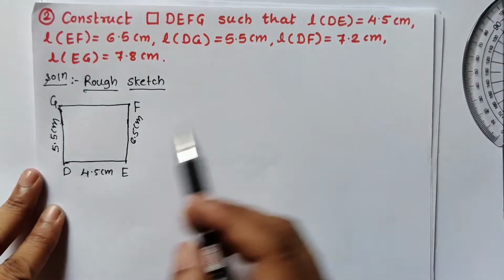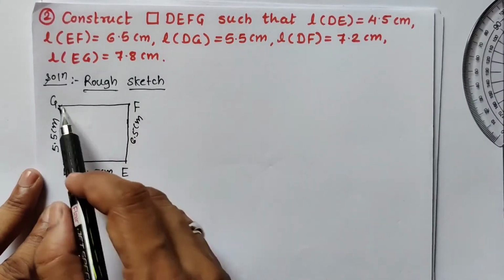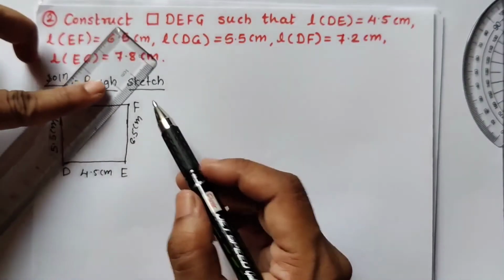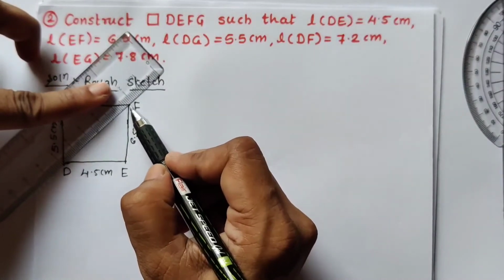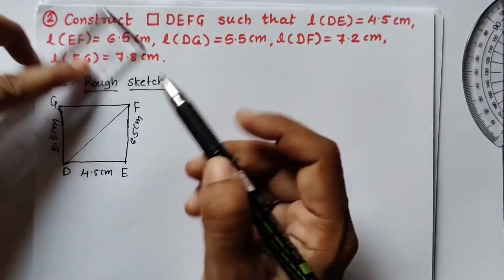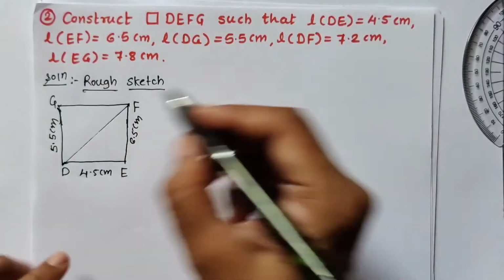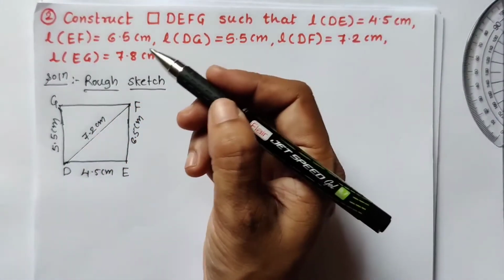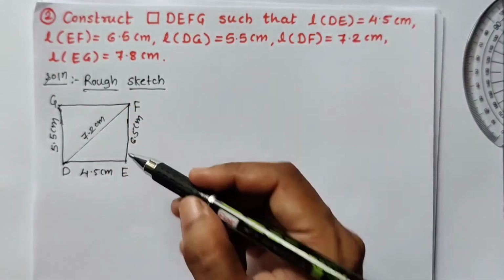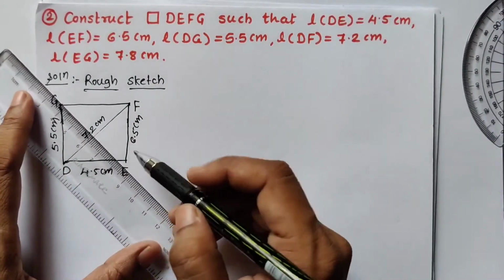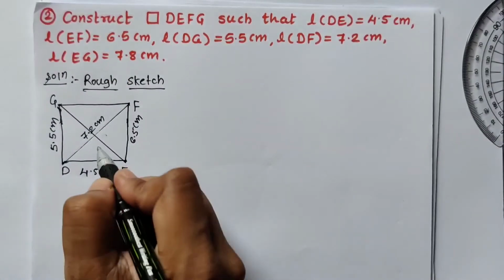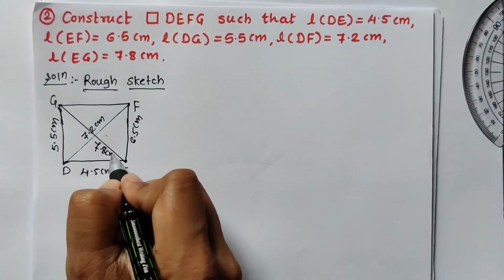Then DF, where is DF? DF is not the side of the quadrilateral, it is a diagonal. Can you see DF is a diagonal? So we have to draw a diagonal now. DF is a diagonal, it is 7.2 centimeter. And EG is also a diagonal. Can you see EG is also a diagonal, which is 7.8. So this is EG, which is 7.8 centimeter.